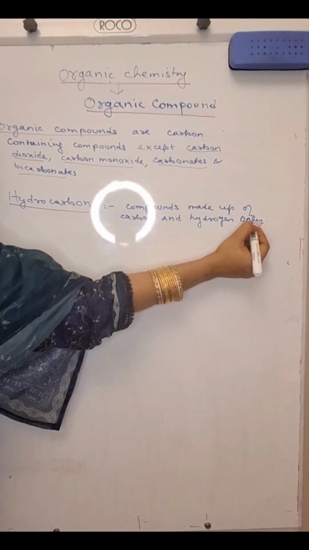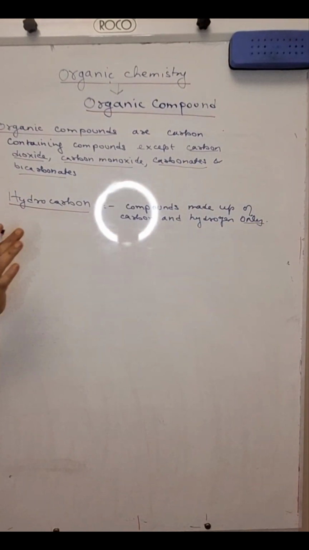We can say that hydrocarbon is made up of only two things. One is carbon and the other is hydrogen. That's all. No other element is present in hydrocarbon.